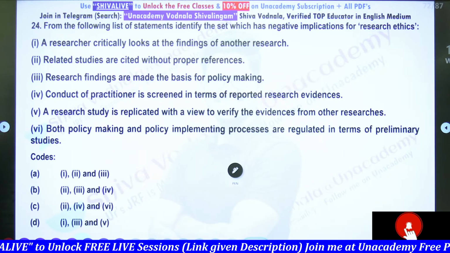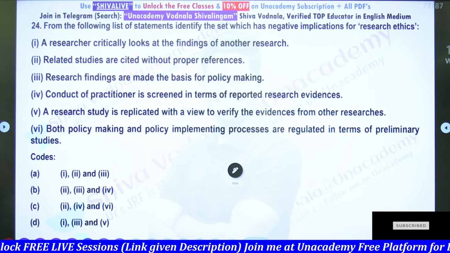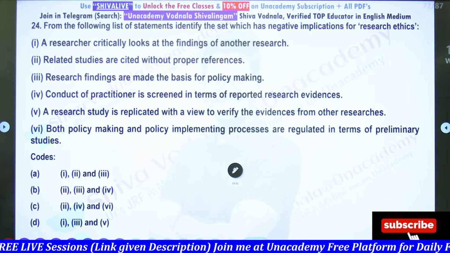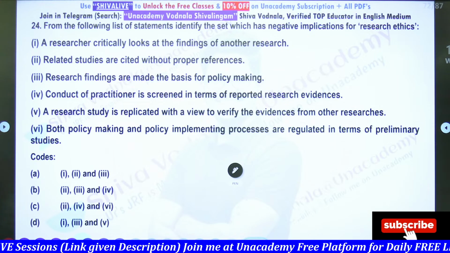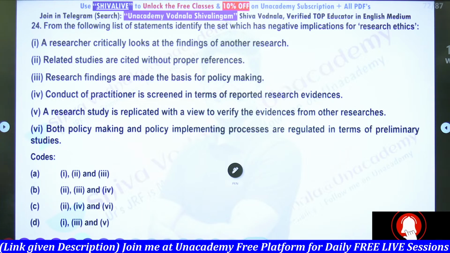Next, negative implications of research ethics.